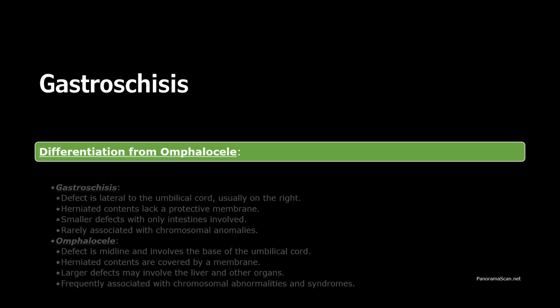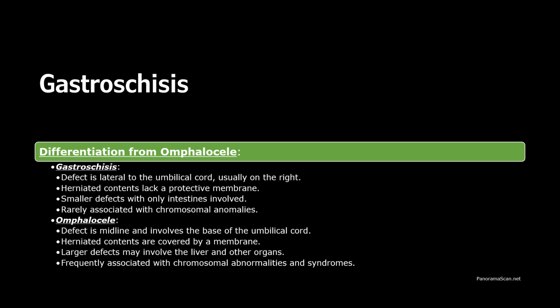Here are two common abdominal wall defects that can be identified during fetal imaging. In gastroschisis, the defect is lateral to the umbilical cord, typically located on the right side. The herniated contents lack a protective membrane, which differentiates it from omphalocele. The defect is typically smaller and usually involves only the intestines.